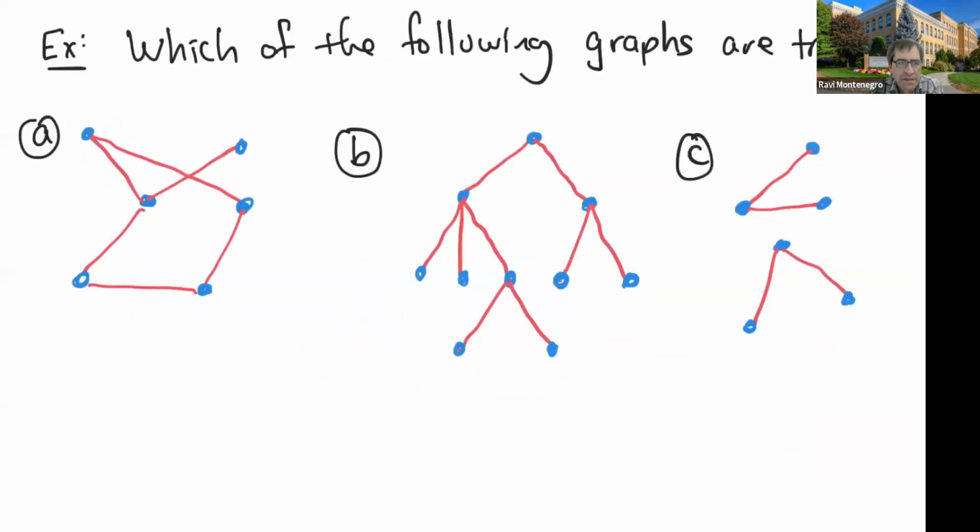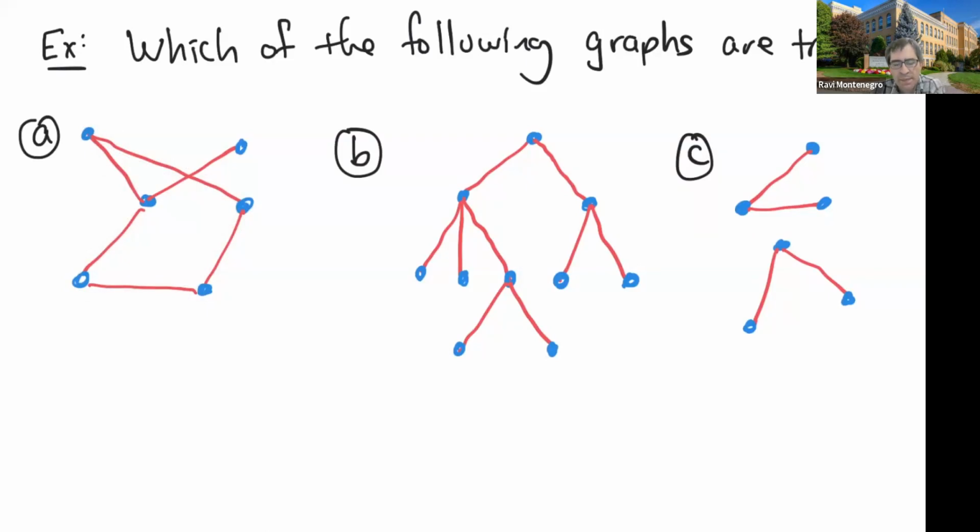So let's look at a few examples here. We want to see which of these graphs are trees and which are not. So start with graph A on the left. Recall that a tree is connected. This is connected. You can move from anywhere in the figure. And a tree has no cycles. Unfortunately, this does have a cycle. It has a cycle right along here. And so this is not a tree.